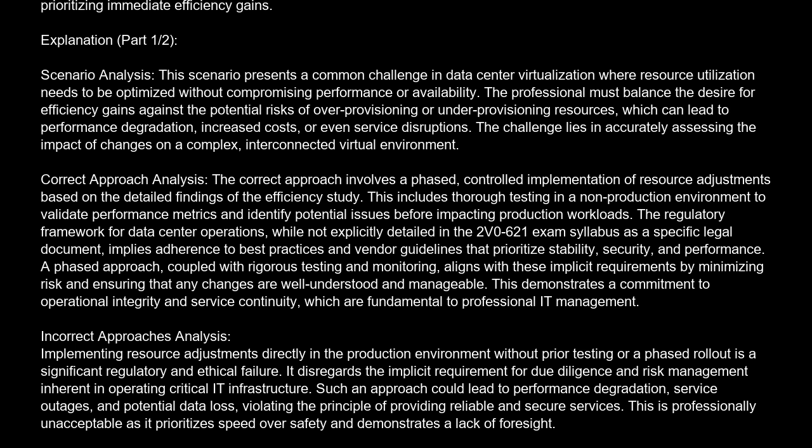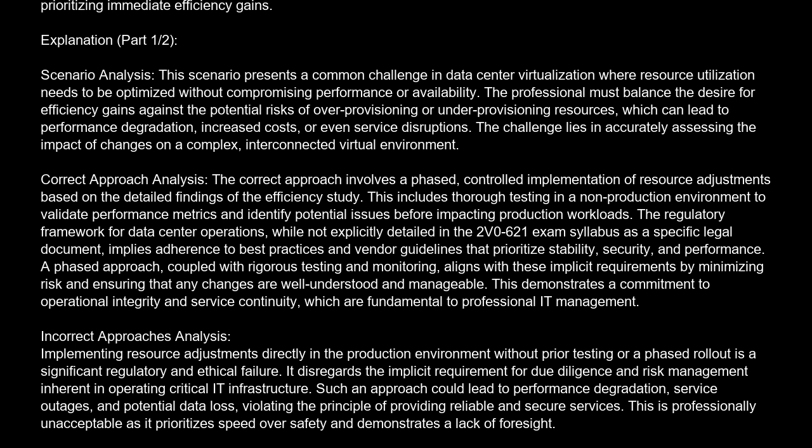The regulatory framework for data center operations, while not explicitly detailed in the 2V0-621 exam syllabus as a specific legal document, implies adherence to best practices and vendor guidelines that prioritize stability, security, and performance. A phased approach, coupled with rigorous testing and monitoring, aligns with these implicit requirements by minimizing risk and ensuring that any changes are well understood and manageable. This demonstrates a commitment to operational integrity and service continuity, which are fundamental to professional IT management.